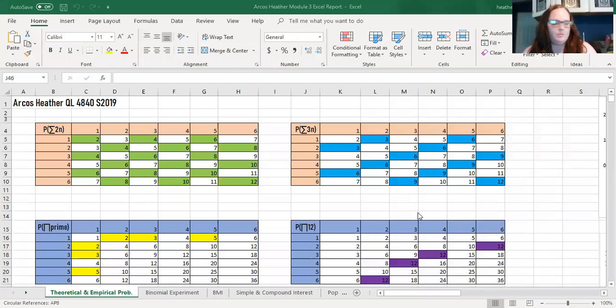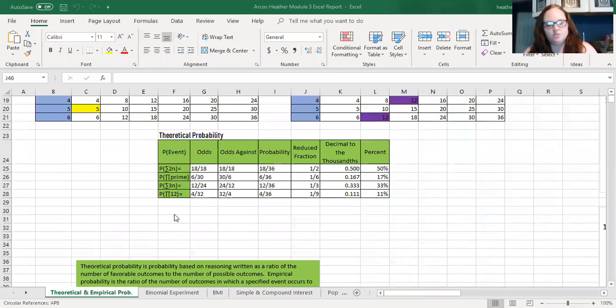Okay. First one is on theoretical probability and empirical probability. Theoretical probability is probability based on reasoning, written as a ratio of the number of favorable outcomes to the number of possible outcomes. So, like on here, we did our little charts.